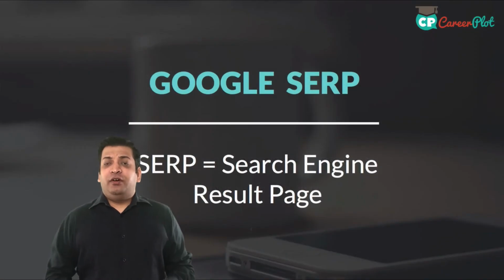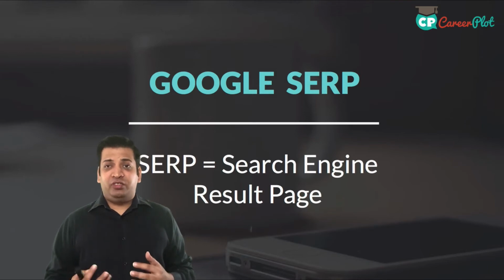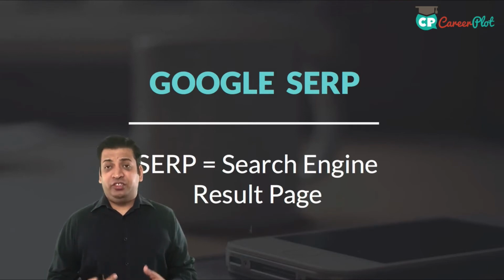Once we have discussed the PPC or CPC model, we should definitely know what a search engine result looks like. The search engine result page is known as SERP, so Google SERP is an acronym for Google search engine result page. A search engine result page consists of two parts. One is organic search results.